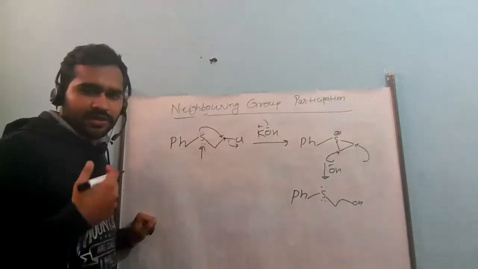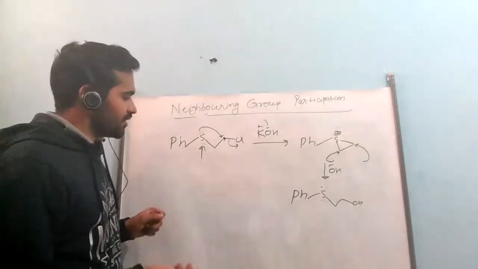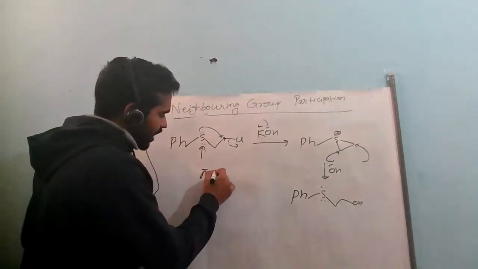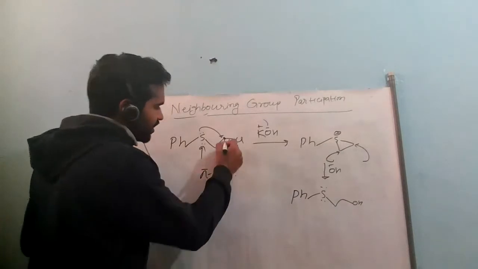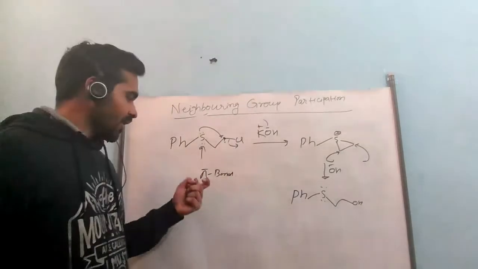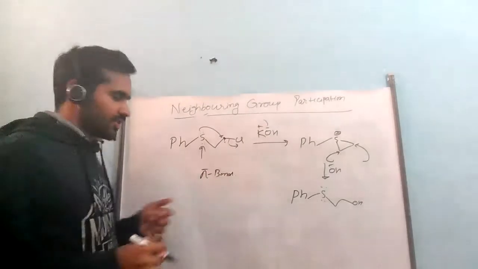But friends, it's not all the time that only lone pairs can interact. There are some other factors that we can consider, like pi bond. Pi bond can also attack at this position. How can pi bond attack? We will see another example for this one.